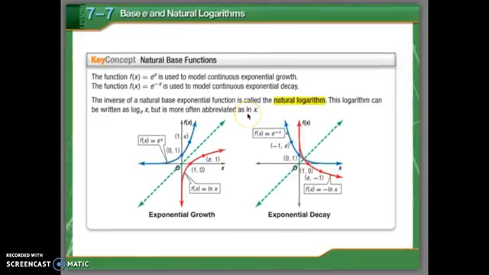standing for natural logarithm. Notice from these graphs here for exponential growth that the e to the x function looks like this blue line, and the inverse of that, the natural logarithm of x, looks like this red line. And for exponential decay, the blue line is our exponential decay, and the red line is our negative natural log decay.